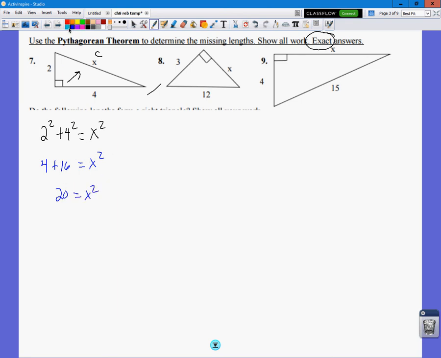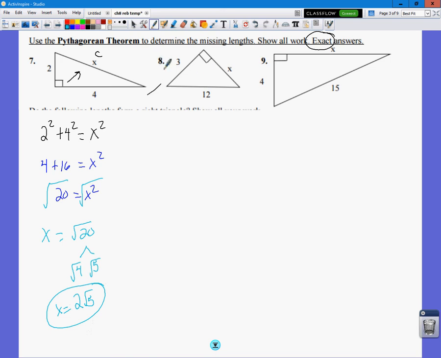And the opposite of squaring something would be finding its square root. So x is equal to the square root of 20. This is exact, but it's not simplified. So I should simplify it. 4 goes into 20 5 times, but the square root of 4 is 2. So in simplified form, x is equal to 2 square roots of 5.